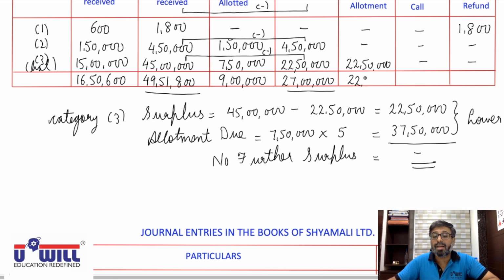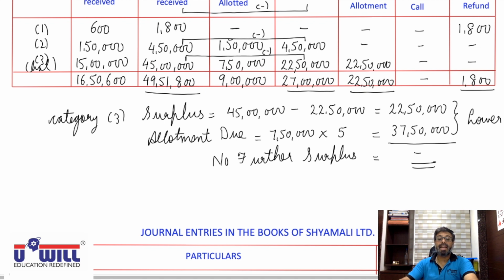So finally with allotment we have to adjust surplus of 22,50,000. No adjustment with call. So calls in advance will not come in our third entry, and 1800 is what we have to refund. Okay, I explain this third category again.